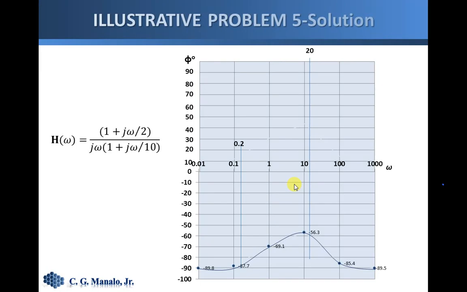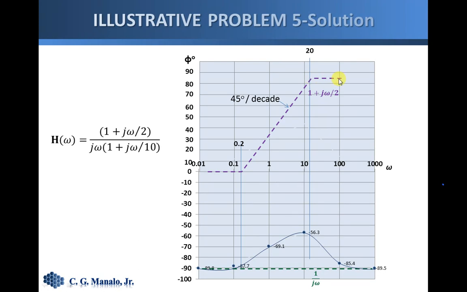Now for the angle, first we plot the pole at the origin. So based on our reference, this is negative 90 degrees. For the simple zero, again we locate 2. Before that it should be 0. After that it should make a 45 degrees per decade positive slope up to 20, so 10 times 2. After 20 it should be flat.